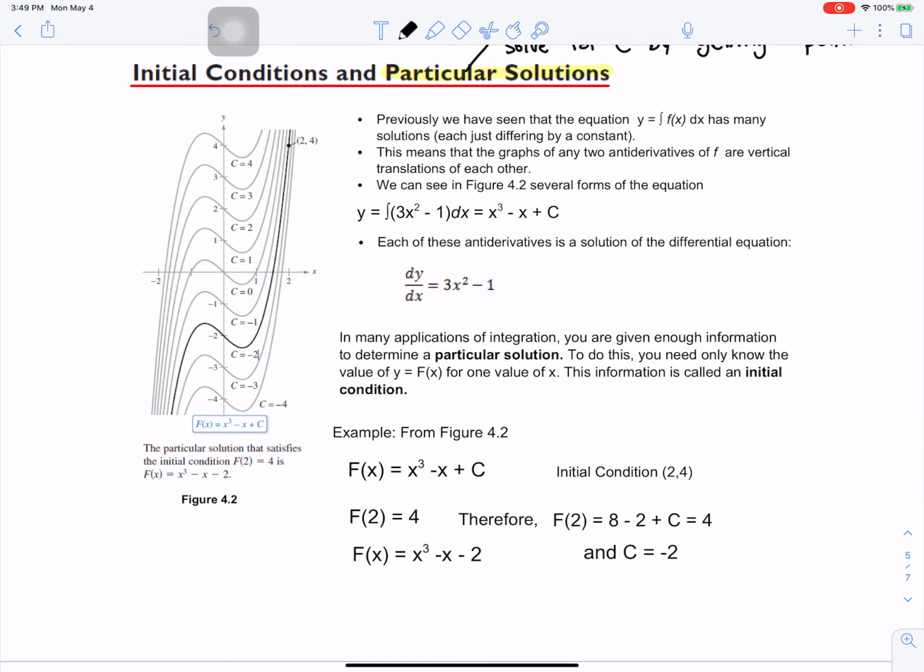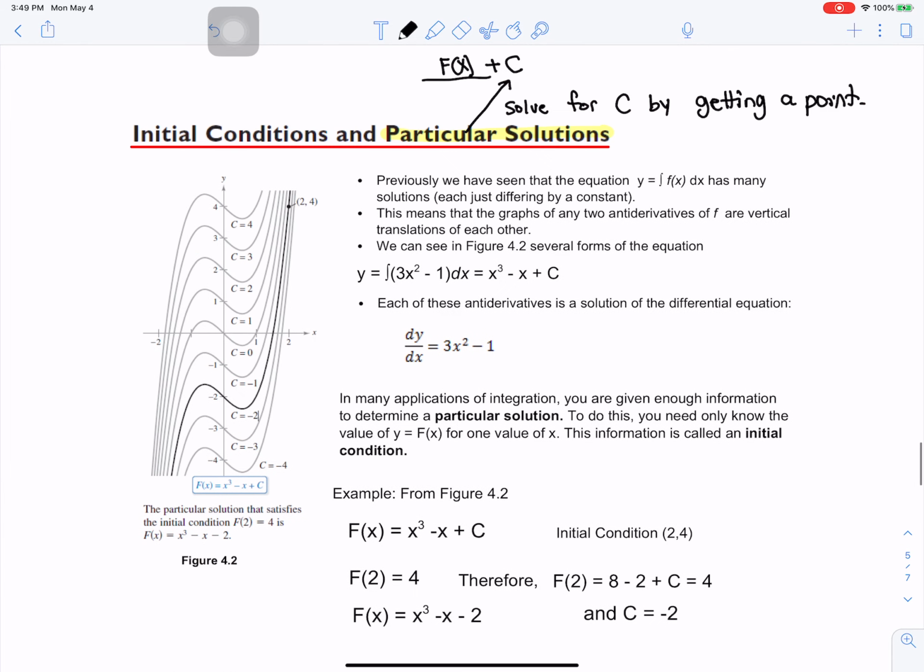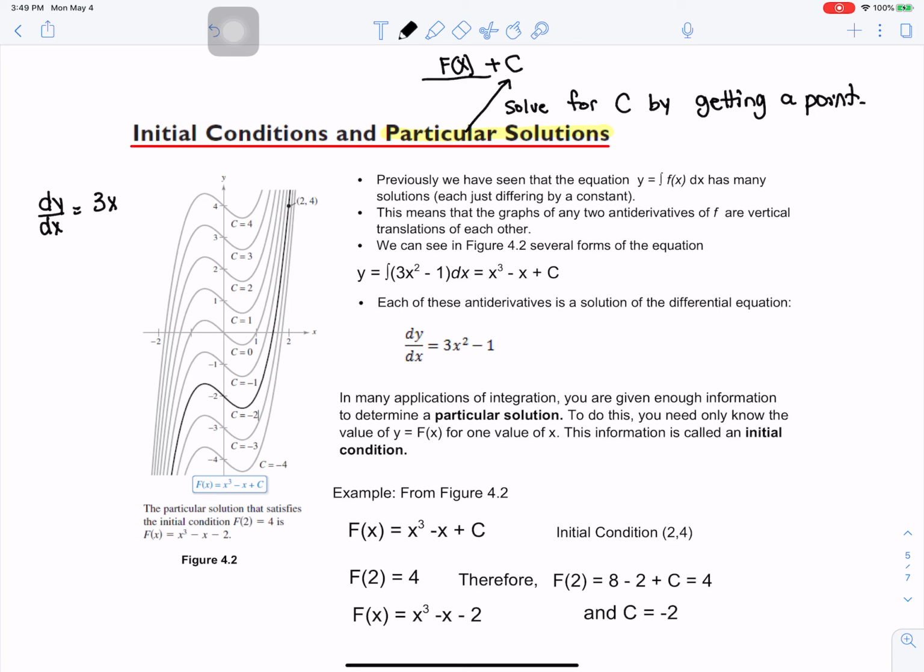I'm going to give you a differential equation. Let's pretend the question said dy/dx is equal to 3x squared minus 1. And let's say f of 2 is equal to 4. And I'm going to say, find y equals f of x. That's how the question would be worded, okay?